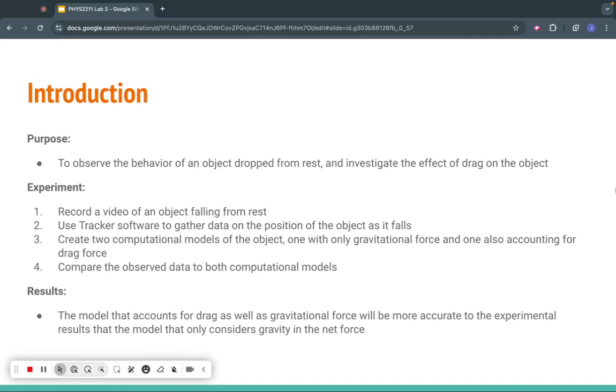The results of this experiment showed that the model that accounts for drag as well as gravitational force was more accurate to the experimental results than the model that only considered gravity and the net force.